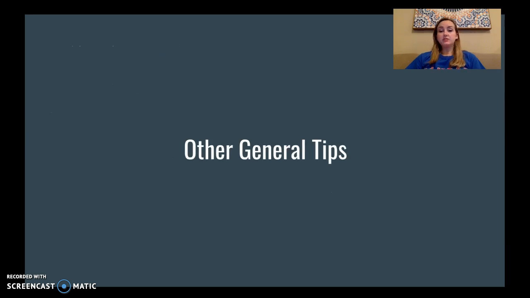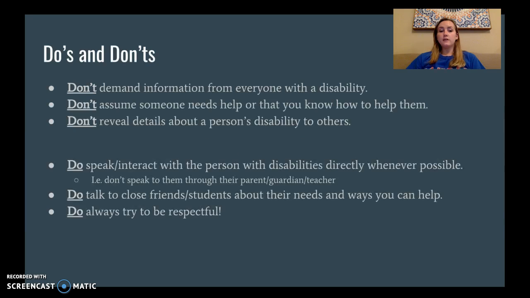Some other general tips that are helpful: do's and don'ts. Don't demand information from everyone with a disability. You don't walk around Walmart telling everyone your prescription for your glasses, and people with disabilities aren't required to disclose a whole bunch of information to you.